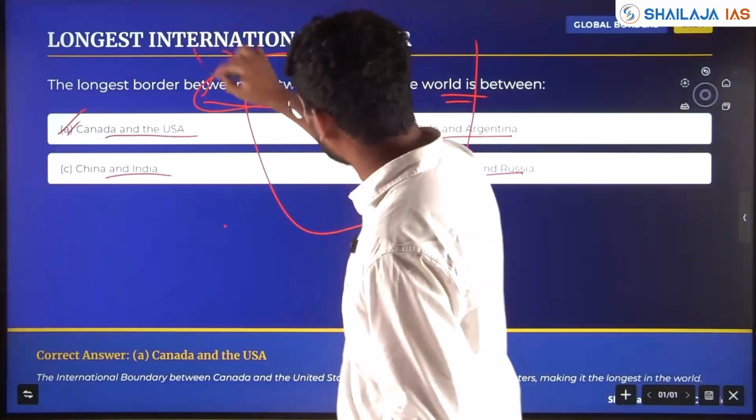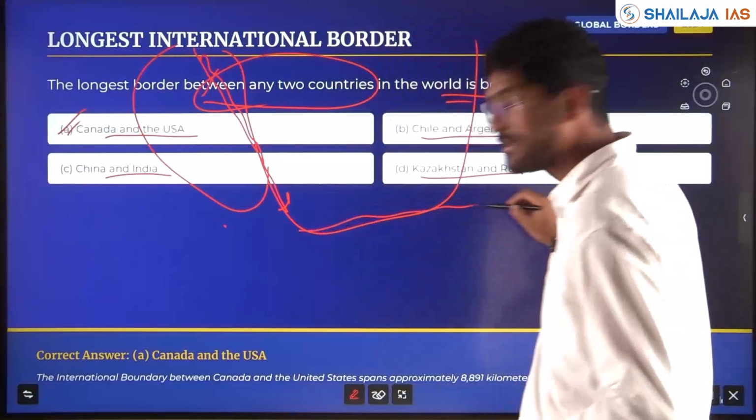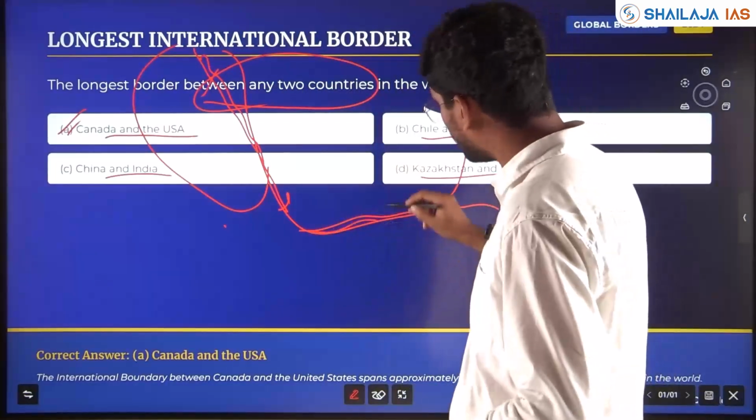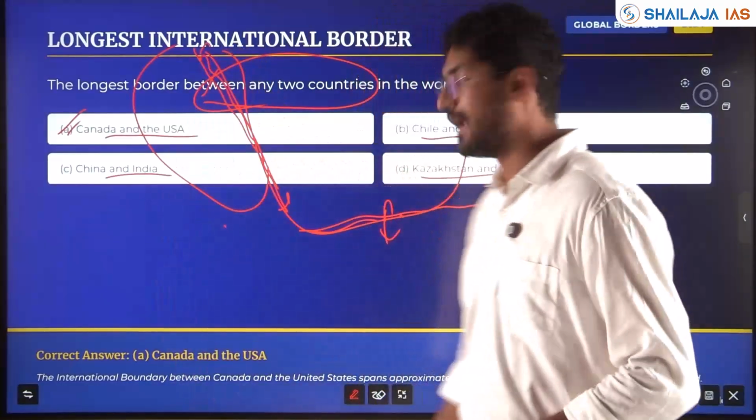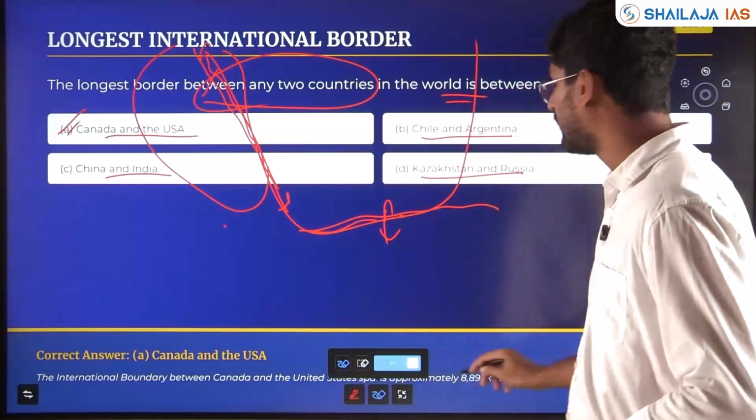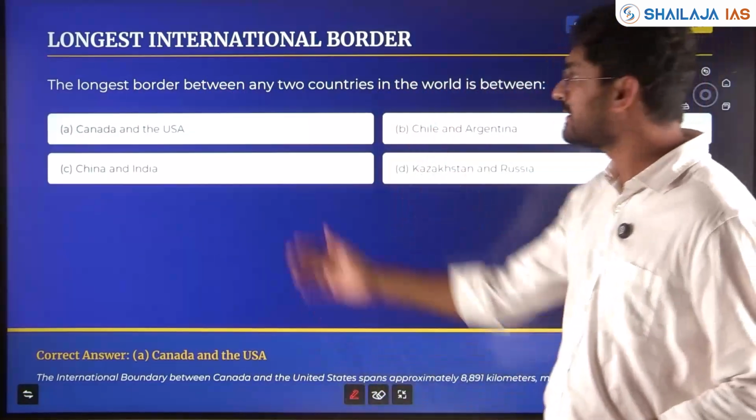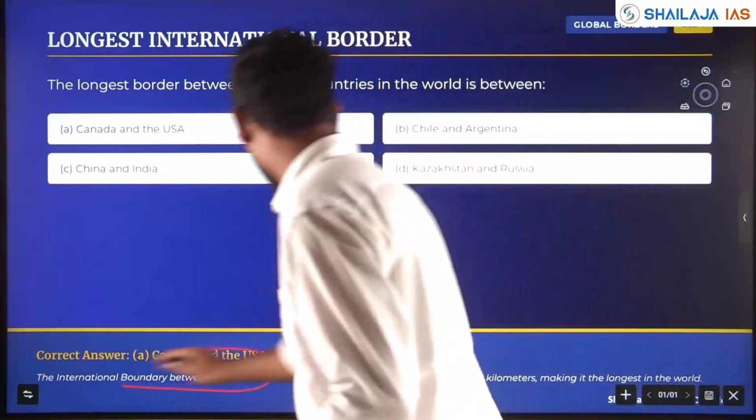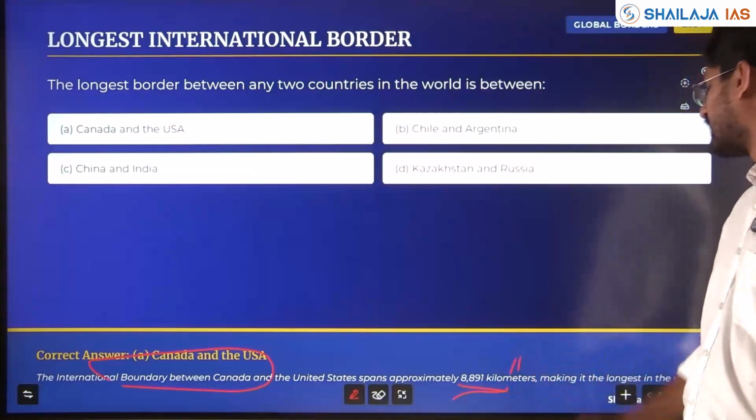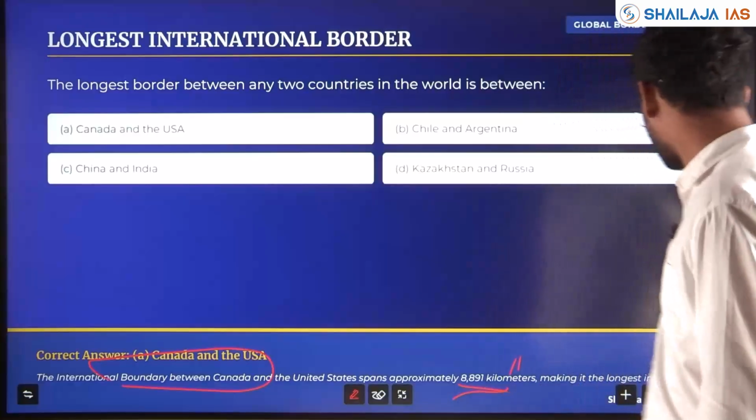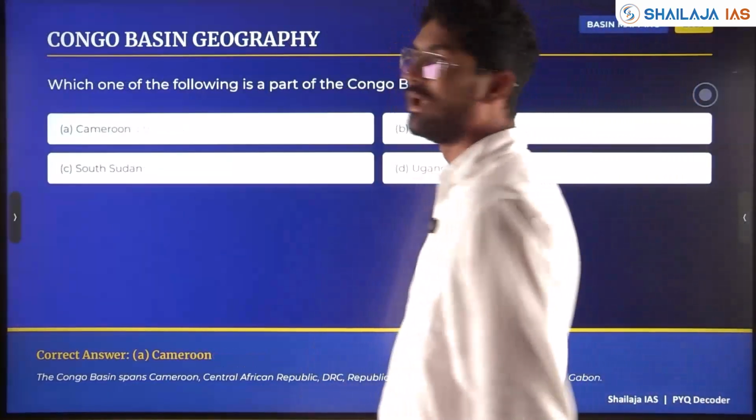Here, Alaska is there, and this entire zone of Alaska, the border is there, as well as in North America, between USA and Canada, this border is there and the side border is there with Alaska. So the longest border between two countries in the world is Canada and USA. It's almost about 8,900 kilometers, 8,891 kilometers to be precise, and it is known as the longest border between any two countries in the world.